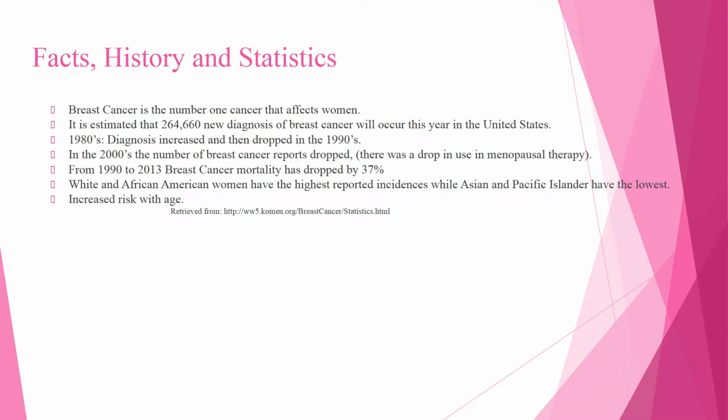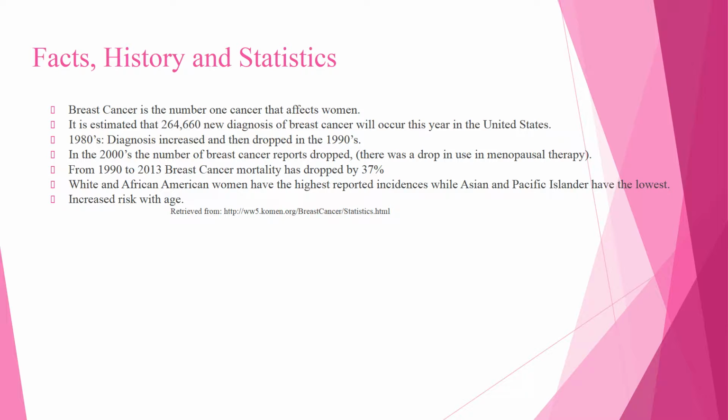In the 1980s, diagnoses increased and then dropped in the 1990s. In the 2000s, the number of breast cancer reports dropped. On the website, they listed that they believe that there was a drop in use in menopausal therapy, which could have affected those numbers from coming down. From 1990 to 2013, breast cancer mortality has dropped by 37%. This is believed to be happening because more people are getting screened more often, versus back in the 1980s, many people weren't getting screened for breast cancer.